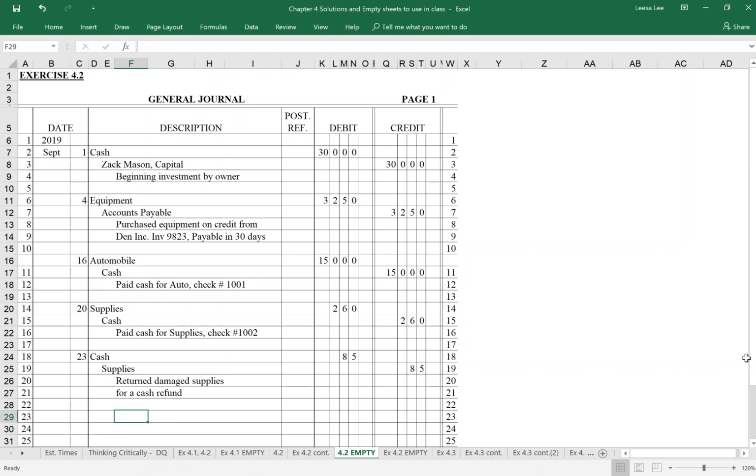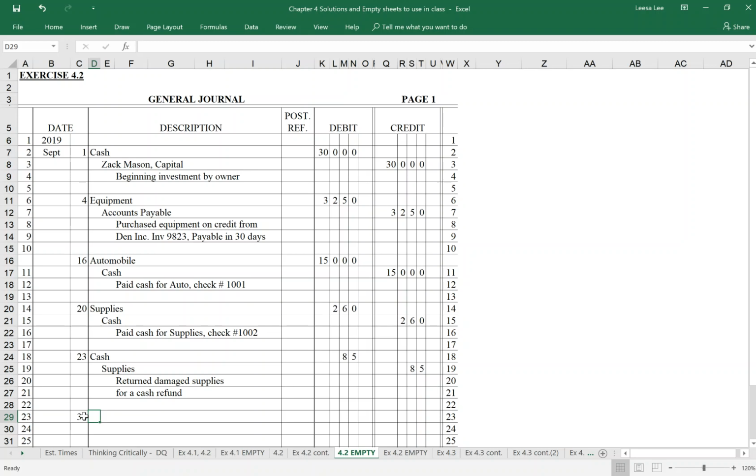All right. On the 30th, notice there's a whole bunch of things that happened on that day. That's common, that a lot of things happen on the last day of the month. So on the 30th, we issued a check for $2,100 to Den Inc. as a payment on account for invoice 9823. So we know cash left us, so that'll be the credit.